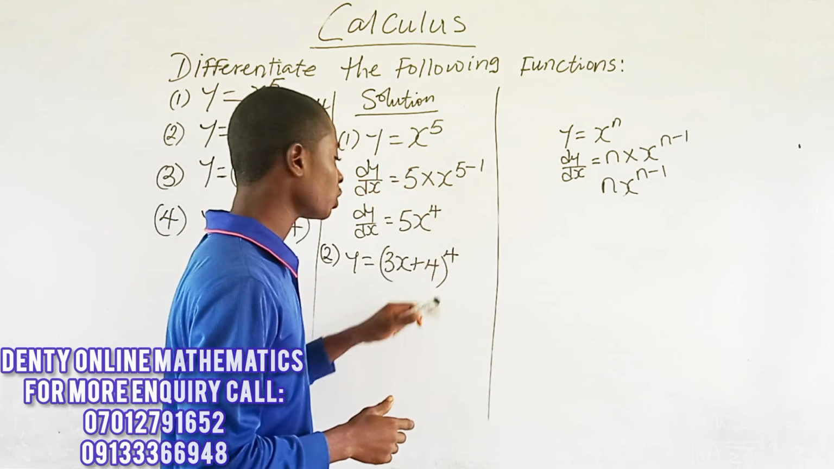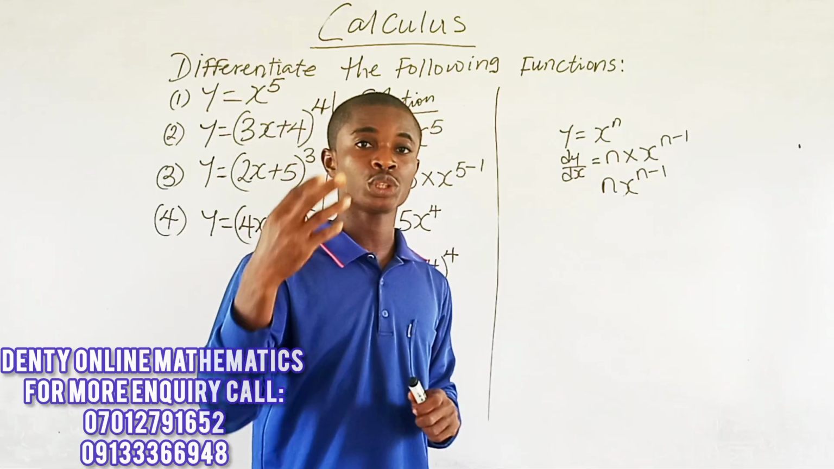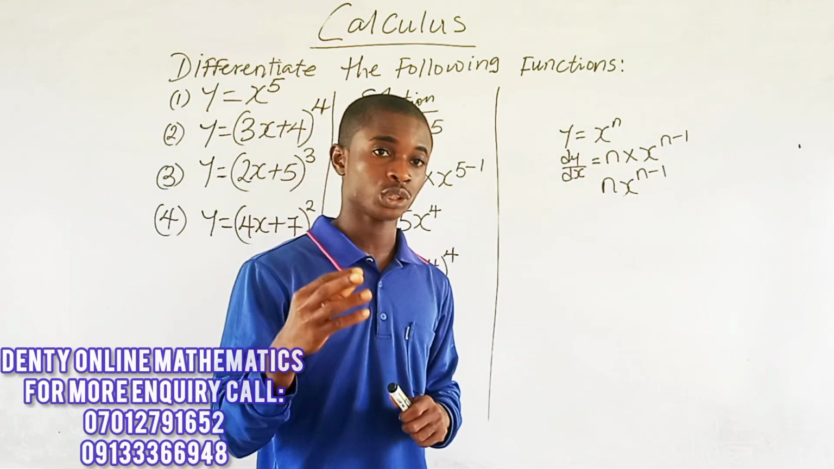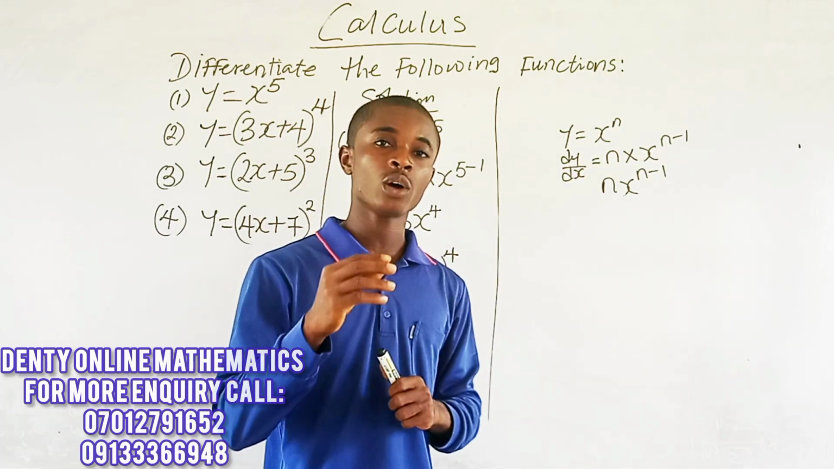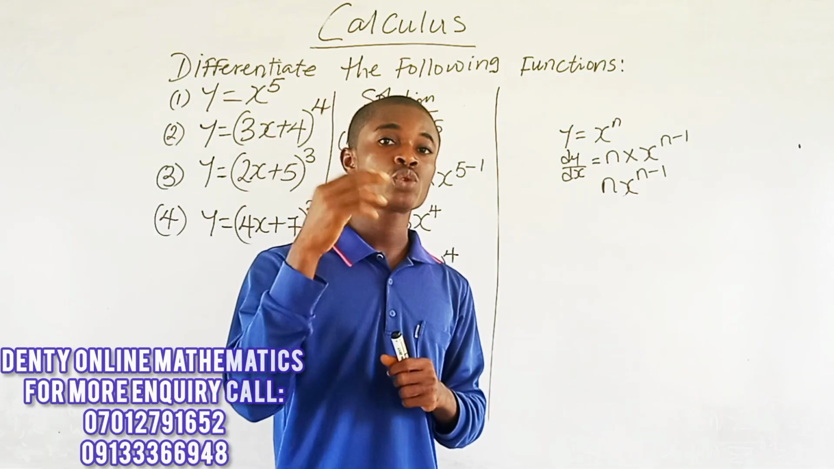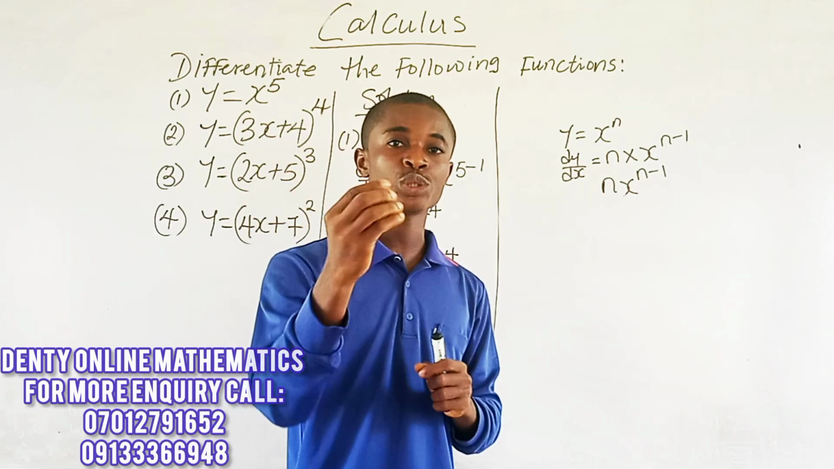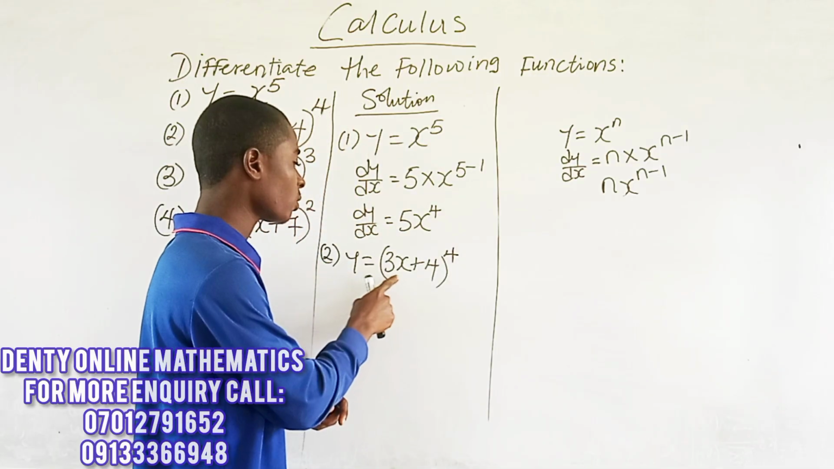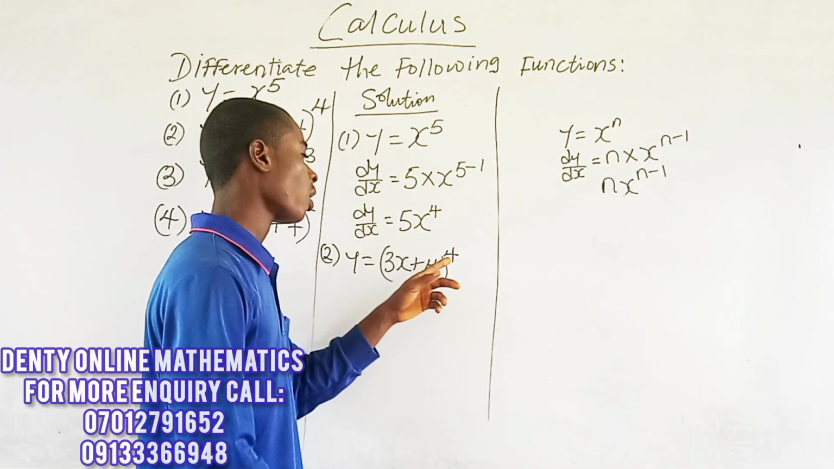And this type of function is called a composite function or function of a function. You get? Now, why is it called a composite function? A composite function is a type of function that comprises two or more functions. Now, let me show you the two functions. Y is equal to (3x plus 4), all raised to the power of 4.